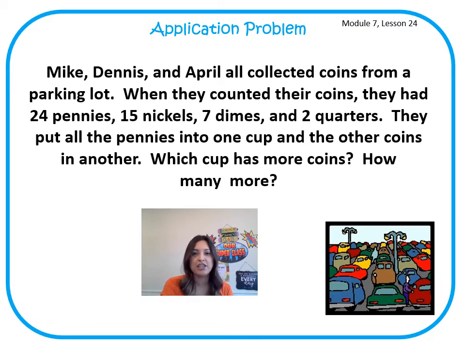Today we're starting with the application problem. So if you don't have it, pause the video, go get your workbook, and come back. Page 277. Let's read the application problem together. It says, Mike, Denise, and April all collected coins from a parking lot. When they counted their coins, they had 24 pennies, 15 nickels, 7 dimes, and 2 quarters. They put all the pennies into one cup and the other coins in another. Which cup has more coins and how many more?